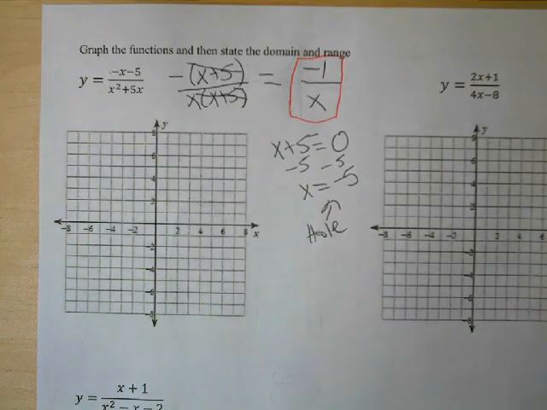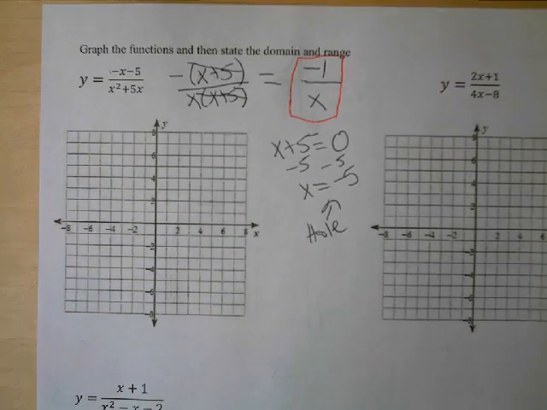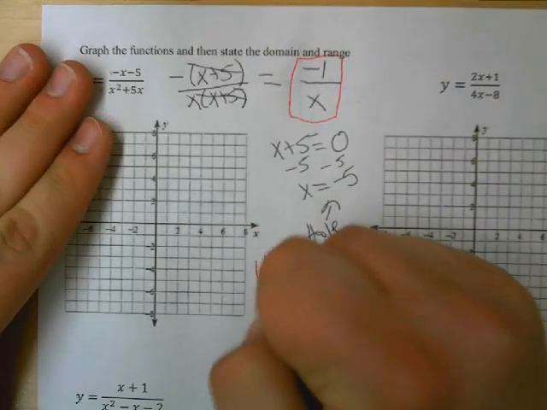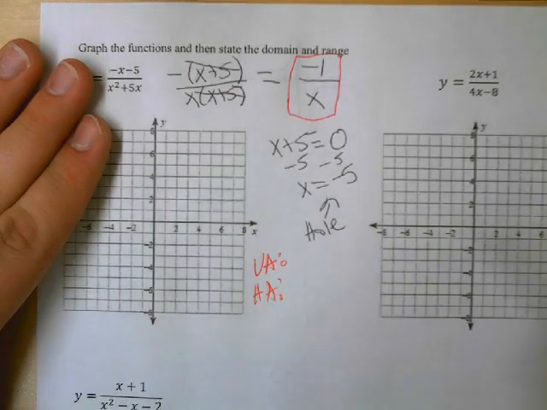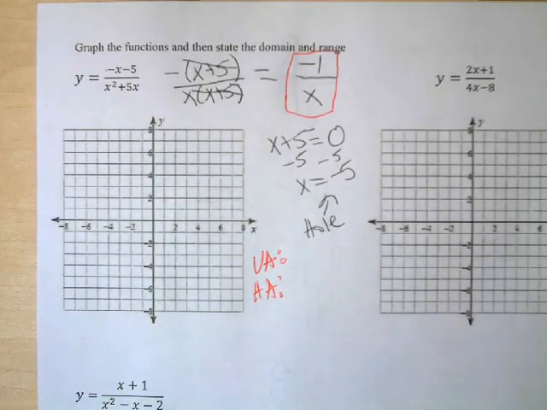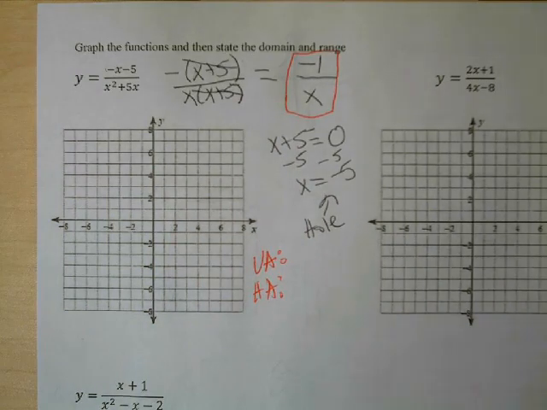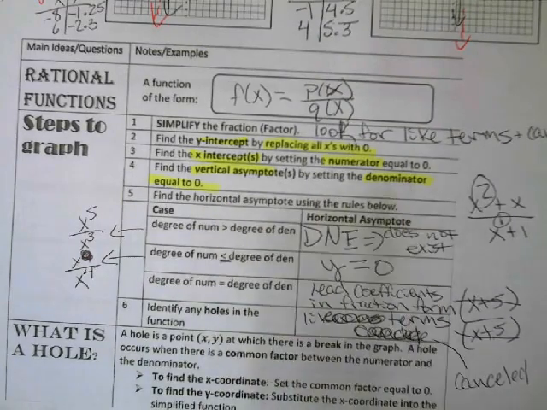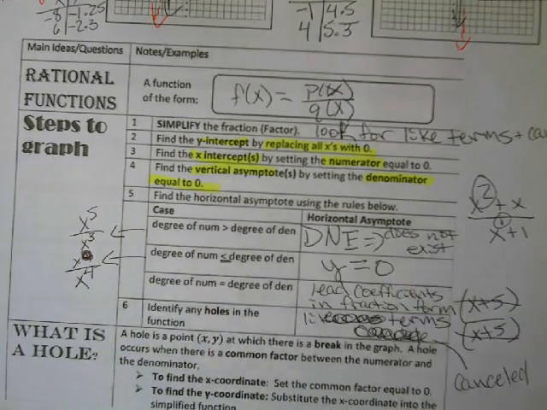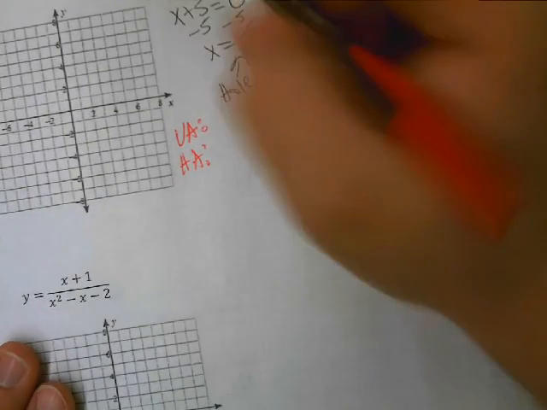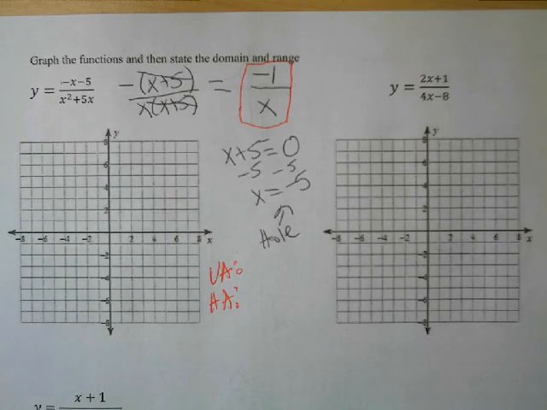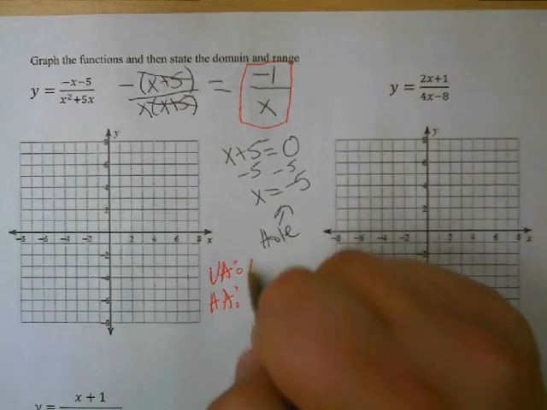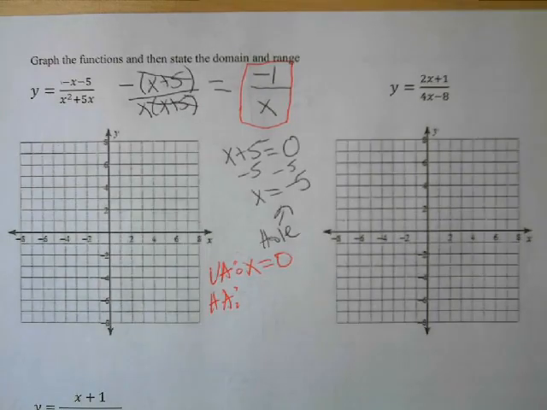So now I need to figure out where my vertical and horizontal asymptotes are going to be. My vertical asymptote, if I look to the front, is going to be where the denominator is equal to 0, right? So where does x equal 0? At x equals 0. That's just where it's going to be. Set my denominator equal to 0.